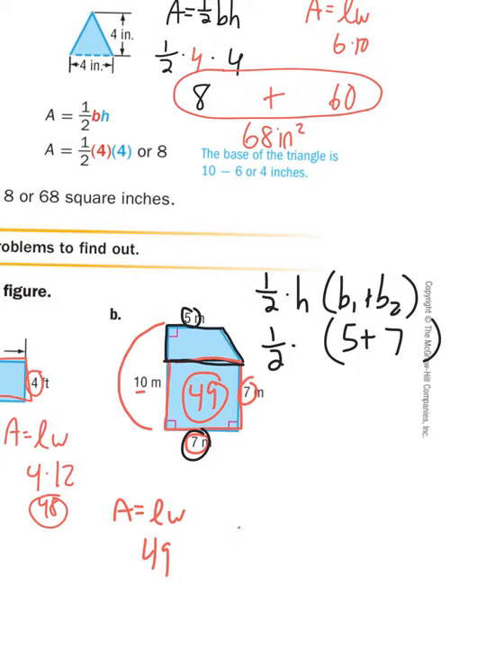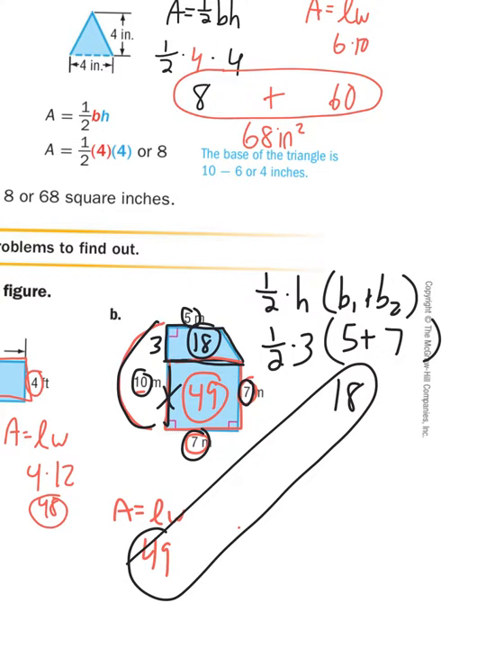Now check this out. Remember how I said this whole side is 10? Well, this is 7 because we have it from here. So if I take 10, take away this 7, I'm left with 3 for the height. So I have half times 3 times 5 plus 7 in parentheses. So then all I have to do is type that in my calculator, and I get 18. So the area of that trapezoid is 18. Don't forget to add these together. And if I add 49 plus 18, I get 67 square meters.